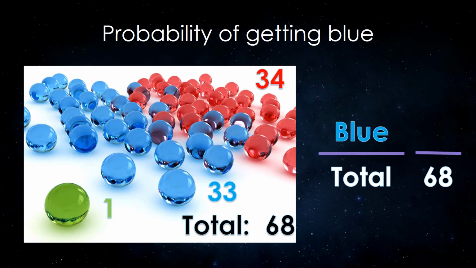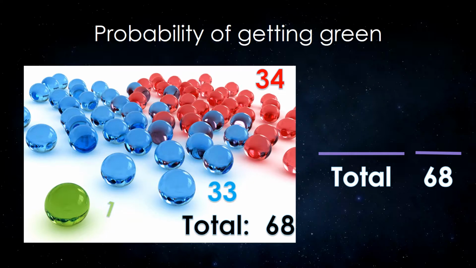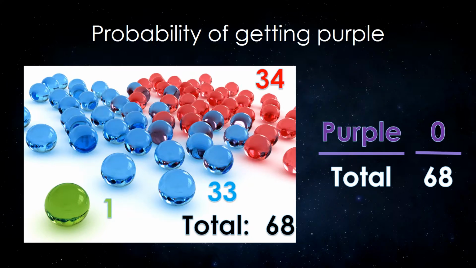The probability of drawing a blue marble would be 33 over 68. And the probability of drawing the green marble would be only 1 out of 68. The probability of drawing a purple marble is 0 because there are no purple marbles in the jar.